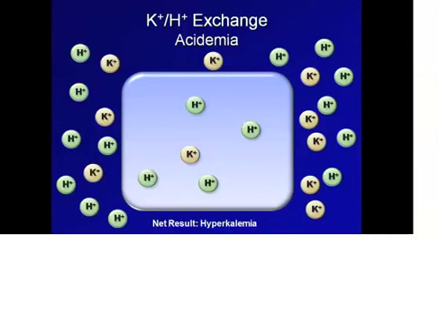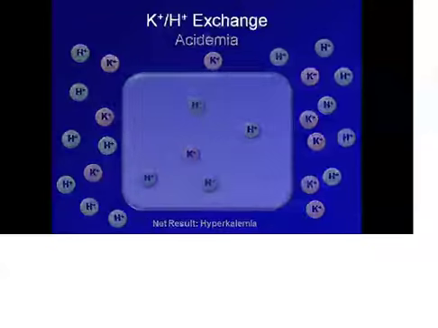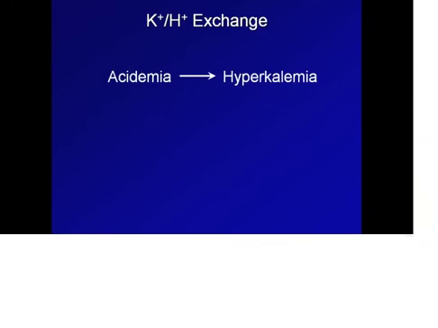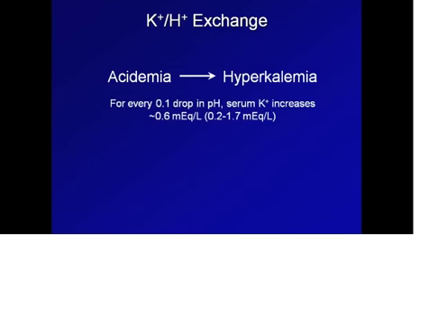In reality, this process doesn't occur in discrete steps like I just outlined, but rather as a continuous and simultaneous flow. In summary, acidemia leads to hyperkalemia. As a rough guide, for every 0.1 drop in pH, serum potassium can increase an average of 0.6 milliequivalents per liter. Unfortunately, there is a big range seen from patient to patient, which is why potassium levels need to be monitored very closely when correcting severe acid-base disorders.